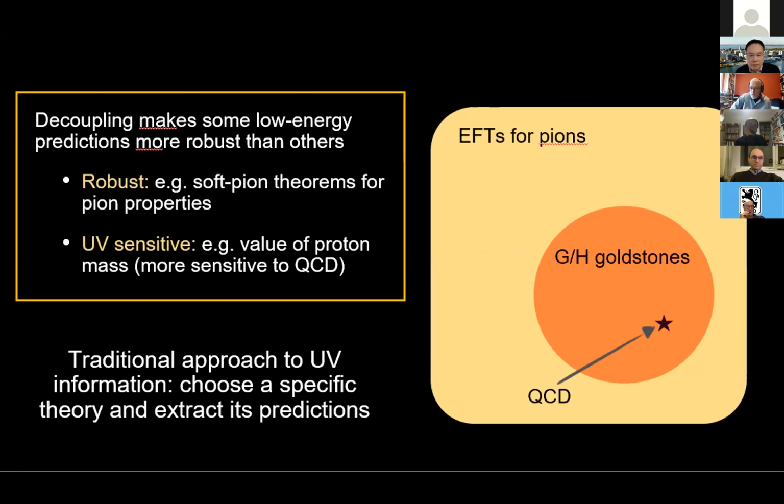And the traditional approach to getting UV information is just to choose a UV completion and ask what it means. And we're interested in more, because with quantum gravity, of course, we know less about the UV completion. The discussion is about how to generalize that framework.